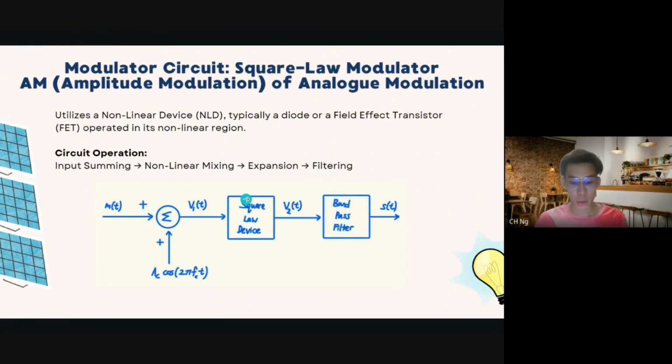After that, the square term, V squared, produces a cross product, and this cross product mathematically represents the AM. And then finally, the output current is passed through a bandpass filter, and this filter rejects the baseband frequencies and the second harmonics, allowing only the AM signal to pass.